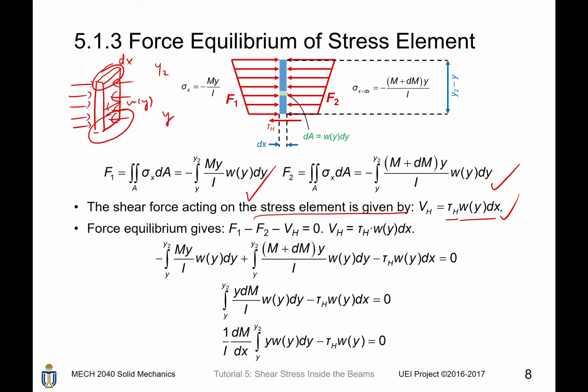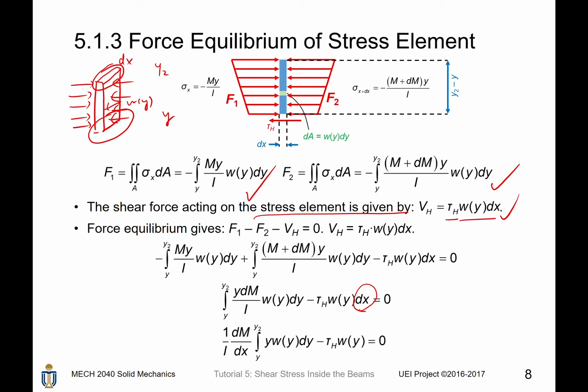Then the thing left here is the integral from y to y2 of dM/I times w(y) dy, minus tau_h w(y) dx, equals 0. This equation seems a little bit strange because, why are there dM and dy in the same integral, and why is there a dx here?